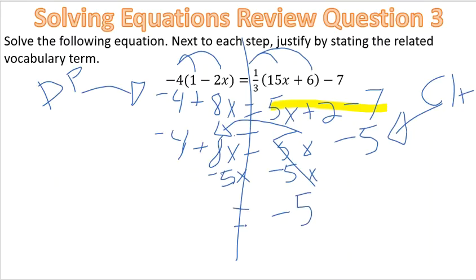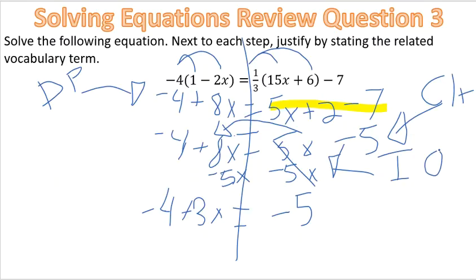And then 8x minus 5x is 3x. So we have a -4 plus 3x is equal to -5. Because we did opposites, another word for opposites is inverse operation. So we'll label this an IO.